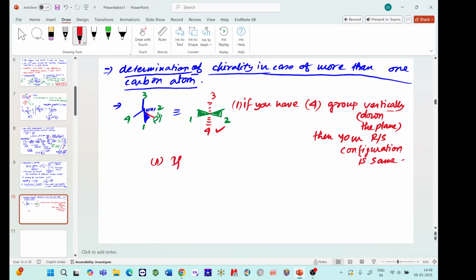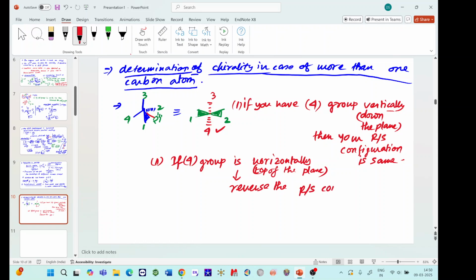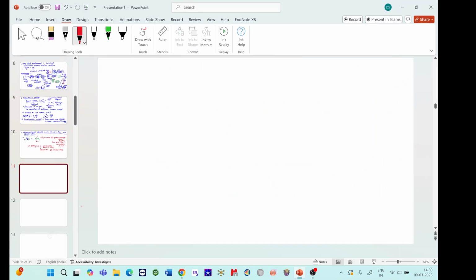Case 2, if least priority group is horizontally, means top of the plane, then reverse the R or S configuration. Okay, so we will see some example.